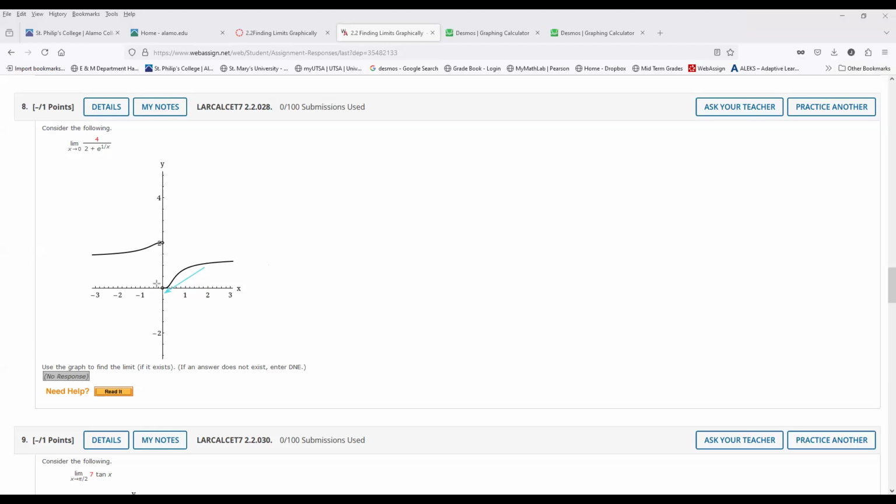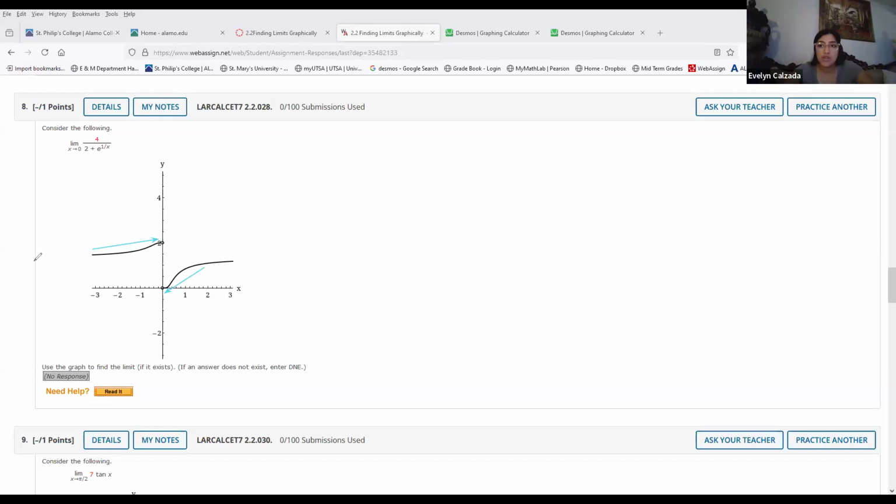Zero, 0, 0, right? And from the left? 2, 2, 2. So because they are not equal, then D and E. Yeah, the limit does not exist. I have a question.